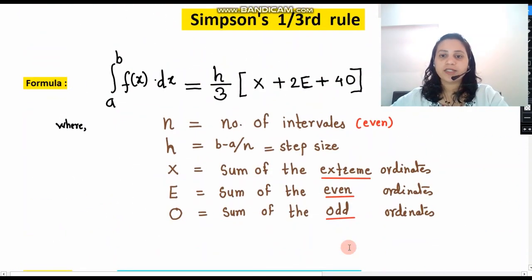Okay, so let me summarize this formula. The integration from a to b of f of x dx is equal to h by 3 times (x plus 2e plus 4o), where h is the step size, or h is equal to (b minus a) by n. N is the number of intervals, and always remember that the number of intervals should be even for Simpson's one-third rule. Then x is the sum of extreme ordinates, e is the sum of even ordinates, and o is the sum of odd ordinates. Okay, so this is it for Simpson's one-third rule.